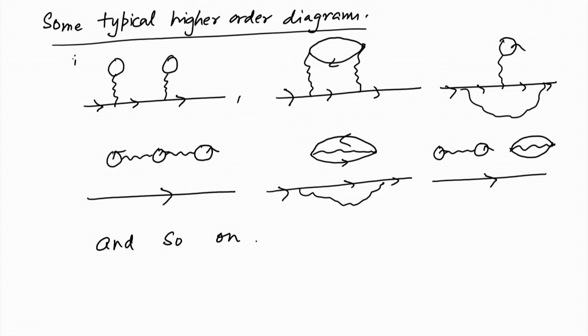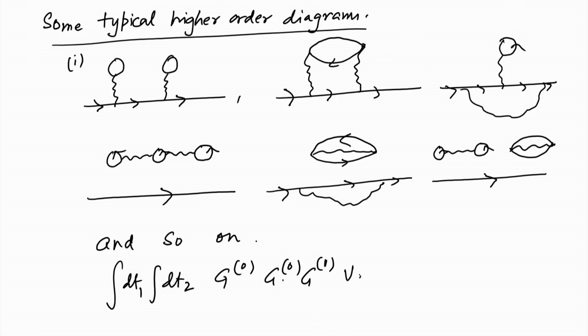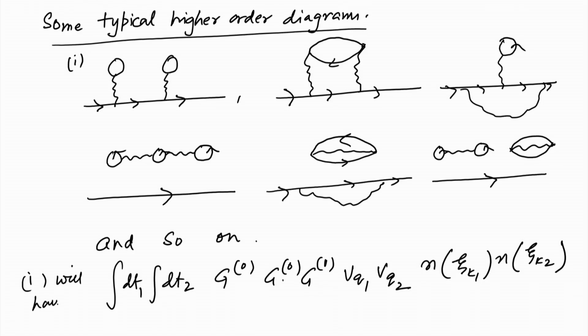Now, we just have to write down the corresponding expressions. Like the first one, if we call it 1, will include an integral, and then there will be two times, dt1 and dt2, and then there will be three g0s, and a vq1 and a vq2, and then there are two electrons, which are probably xi k1 and xi k2, just roughly writing down. So, that is the first term. So, 1 will have the form.